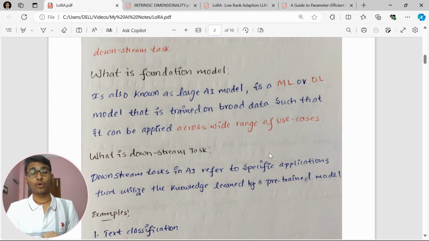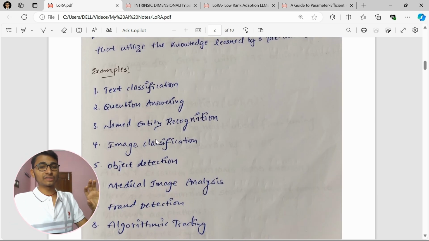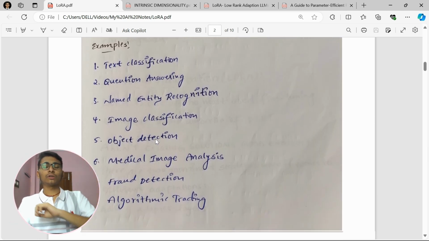Okay, now we understood the foundation model, Jain. Now what is a downstream task? Those are the tasks where we want our model to be an expert. I have written some of them here. You can see image classification, text classification, and so on and so forth.